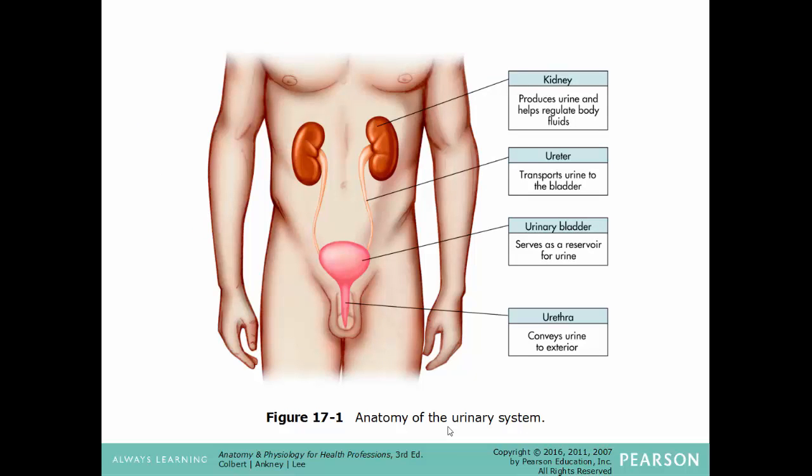Here's a general overview of the structures in the urinary system. You have the two bean-shaped kidneys here, each one with a ureter that comes out here and then here. They both lead to the bladder. And from there, you have the urethra, and you will urinate out of the body.